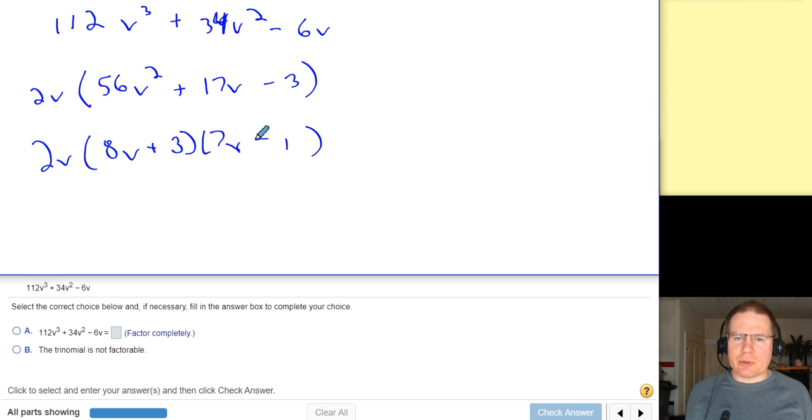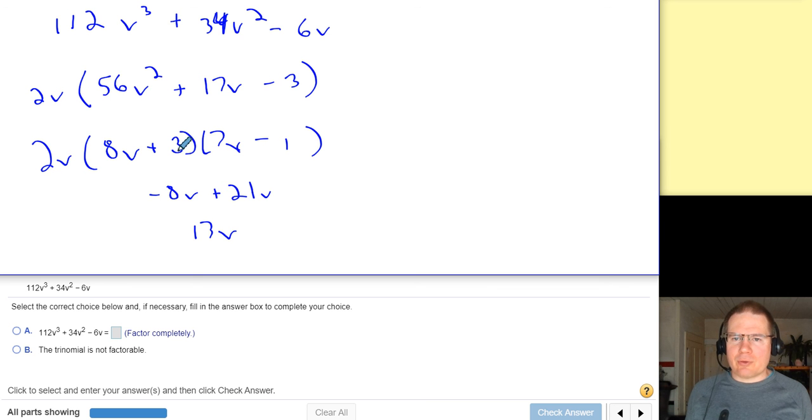Negative, so opposite signs here. So I've got 56v squared minus 8v plus 21v minus 3. There you go. I'm only writing the outer inner because that's all I have to check really, right? So 21 minus 8, that's 20 minus 7, that's 13v. I want 17v. Well, that was pretty close.